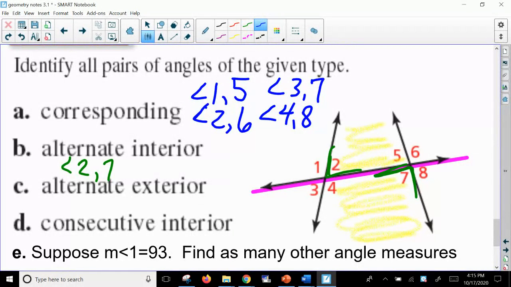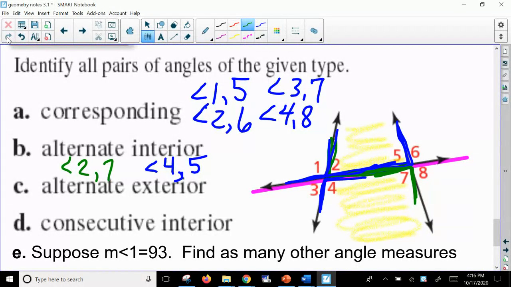Also, angle 4 and 5 are alternate interior angles. Angle 4 and 5. Remember, they do not have the same vertex. And if you like my Z method, here's my Z. So angle 4 and 5 are in the corners of the Z. And then my green Z, see the green Z? Right there. So angle 2 and 7 are in the corners of the Z.